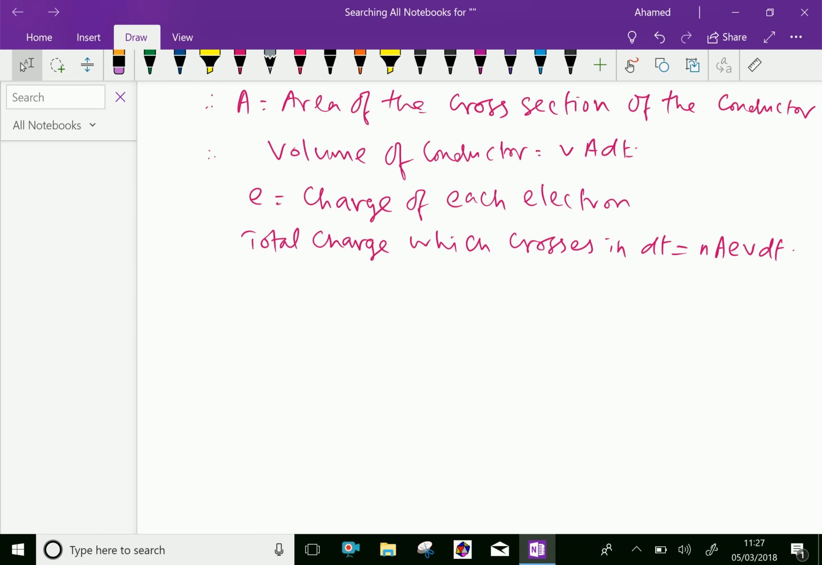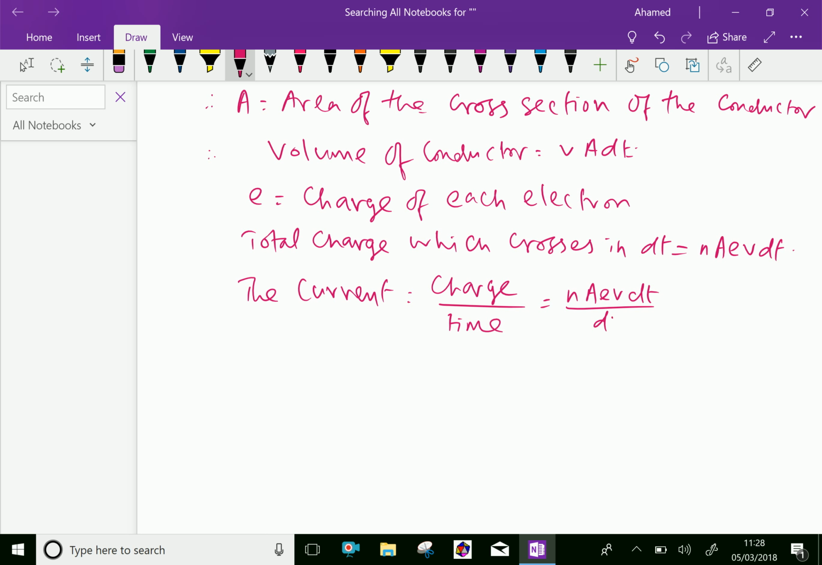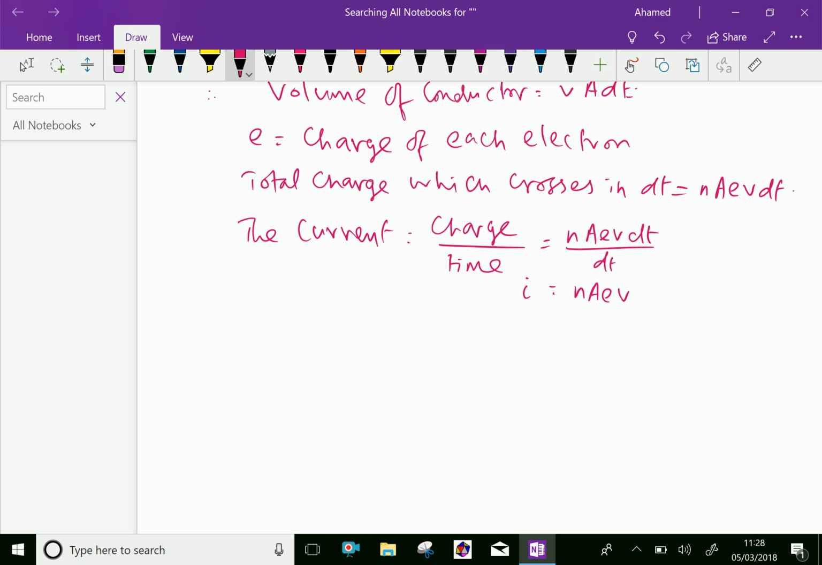Now the current. We know the current is charge by time. So charge we have n A e v dt over dt, then dt cancels and we get n A e v. Therefore the current I equals n A e v.